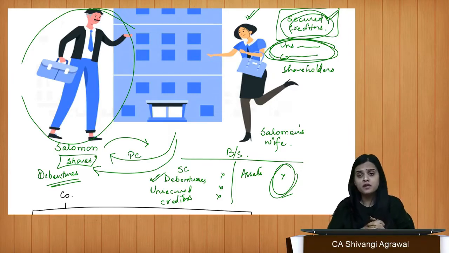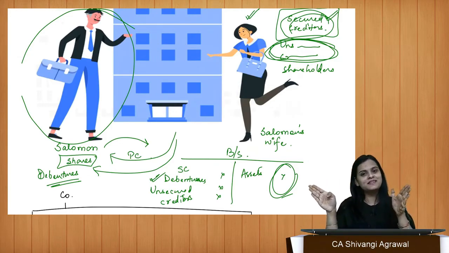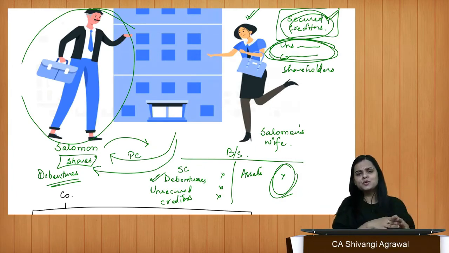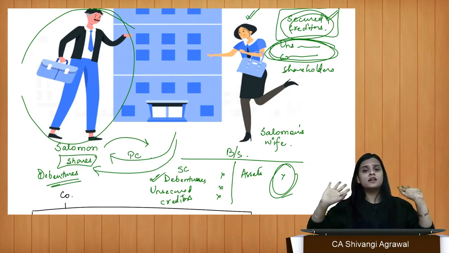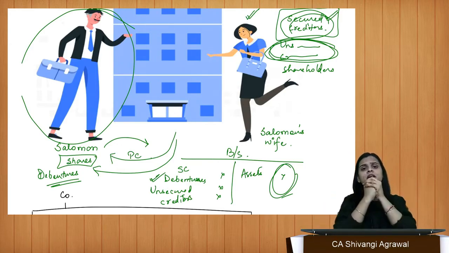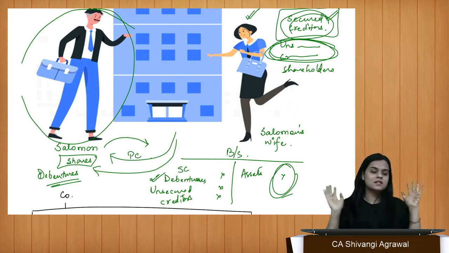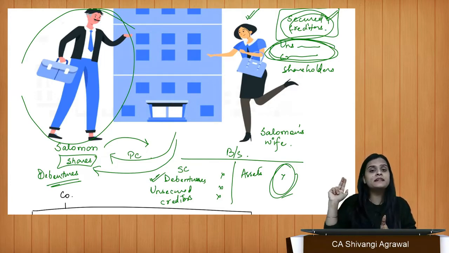But ideally, under the provisions of law, the debenture holders have to be paid first. It doesn't matter whether it's Salomon's company or someone else's company. The company is separate and Salomon is separate. Salomon in the capacity of debenture holder, in the capacity of shareholder, in the capacity of director, whatever he be, he is different. Company is different. They both are separate. You cannot say that Salomon and company are the same thing, so the company should not pay its own, etc. No. This was the judgment of the court, and this clearly establishes the principle of separate legal entity.